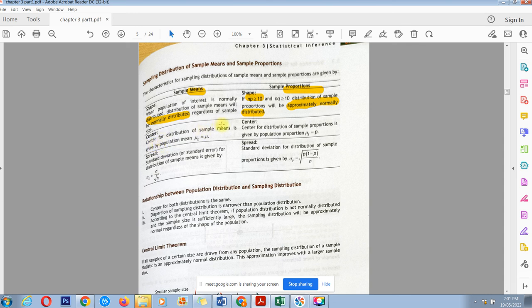The center of the distribution of the sample mean is the given population mean. We have this. But for the proportion, we have mu p equals to P. The spread, the standard deviation for the distribution of the sample mean, is given by this. For the proportion, we have this. So this is the difference between means and proportion.